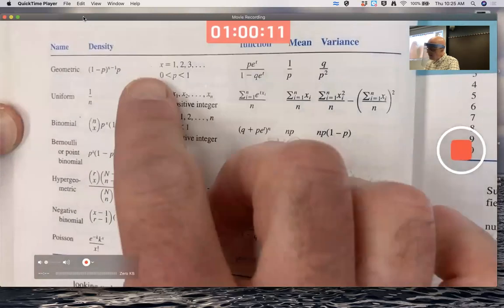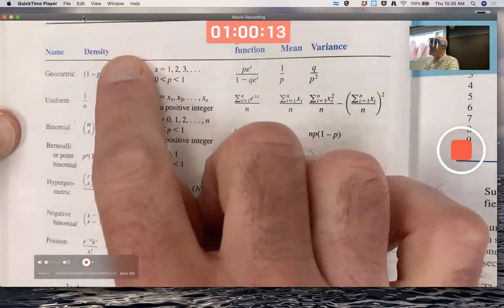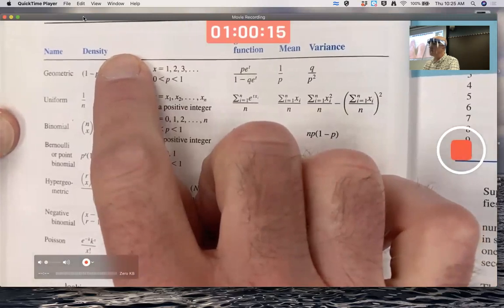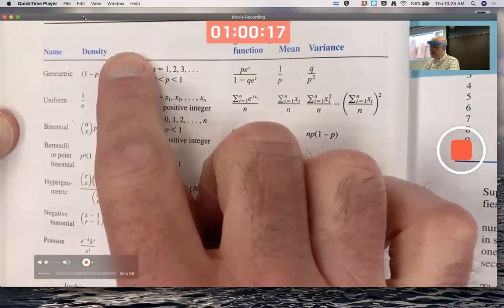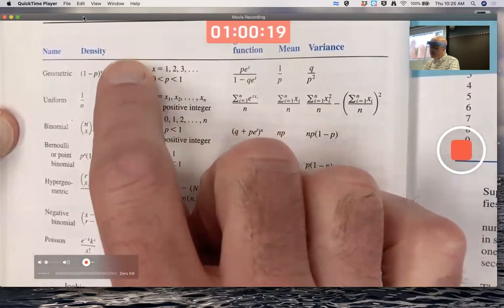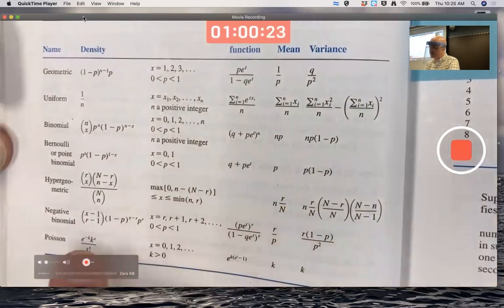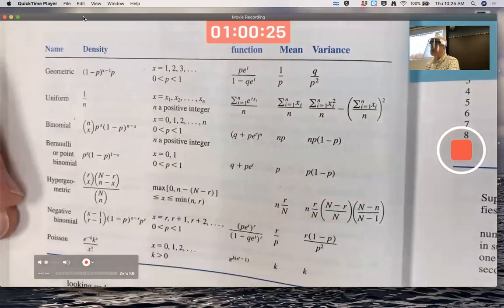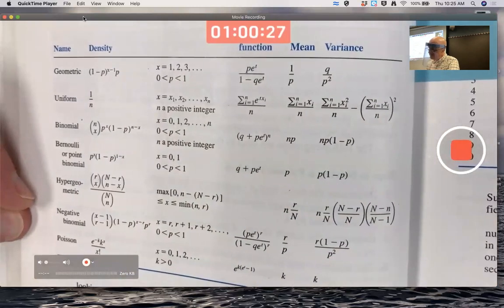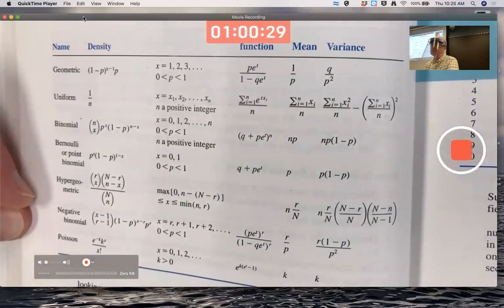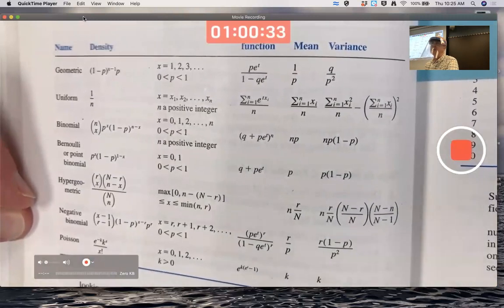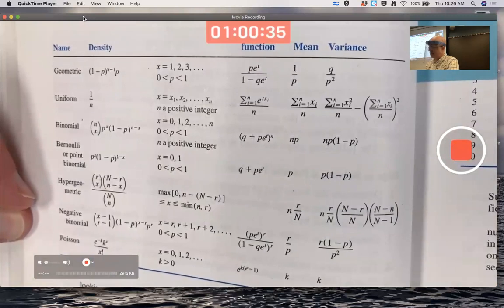So these are the PMF formulas. It's called the density here, but I'm going to call it a mass function, probability mass function. In the discrete case, you should be able to use those formulas to find probabilities. We will continue to skip hypergeometric and negative binomial, just for the sake of time. We don't have time to get into them, and they're not as relevant for our applications.